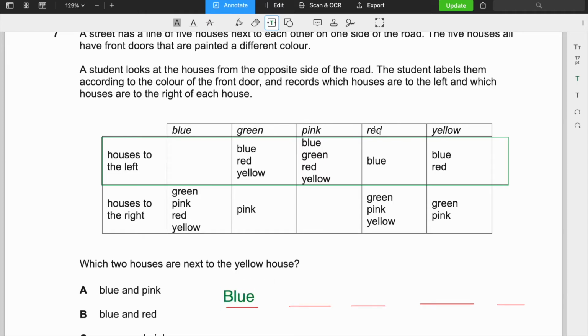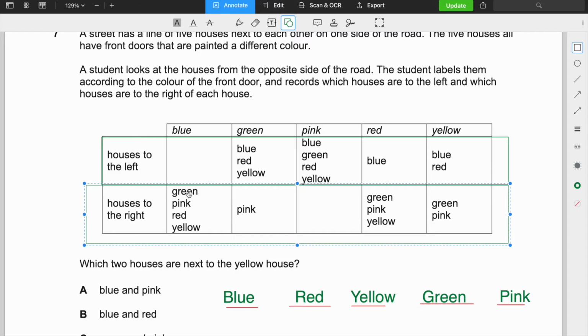The red house only has the blue house to its left, so that means the red house is here. Then we have the yellow house, which has the blue and the red house to its left. That yellow goes here, and then you guys get the gist. Green house has blue, red, yellow to its left, so green is here, and pink has these houses. You only need 1 row, right? But you can just verify that your order is correct by checking with the second row, but that's not really necessary if you're short on time.